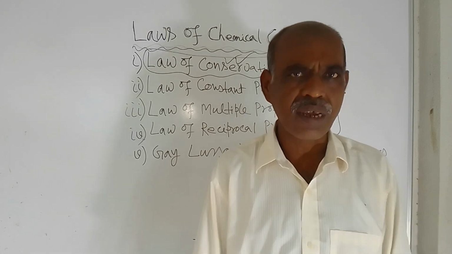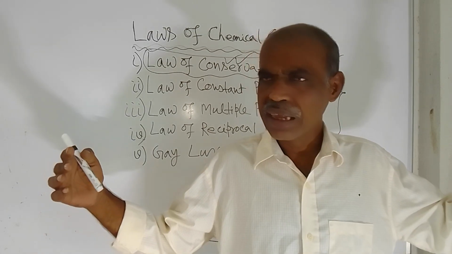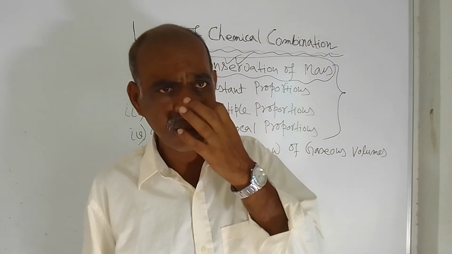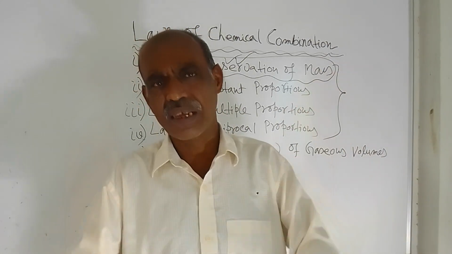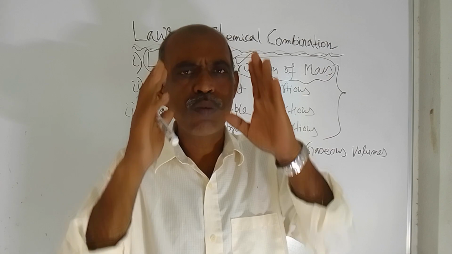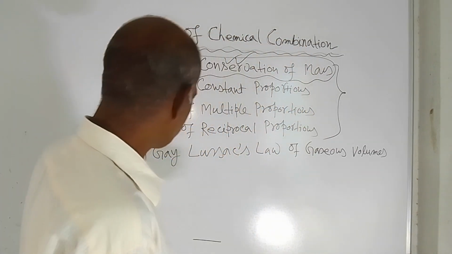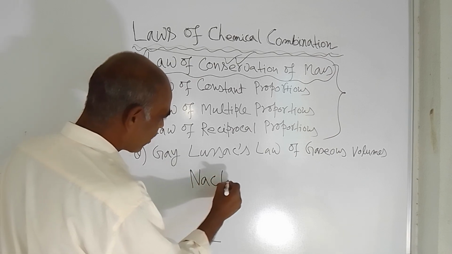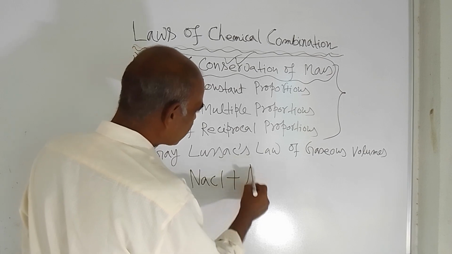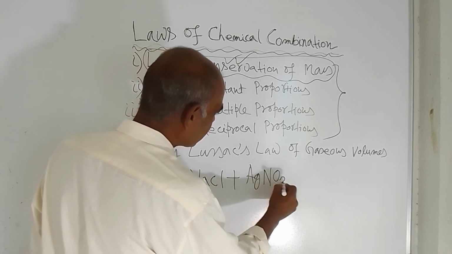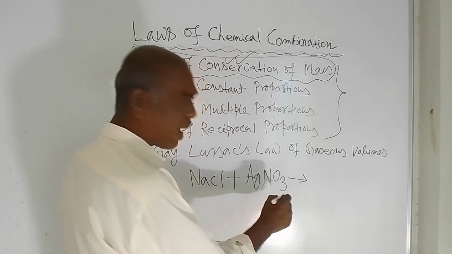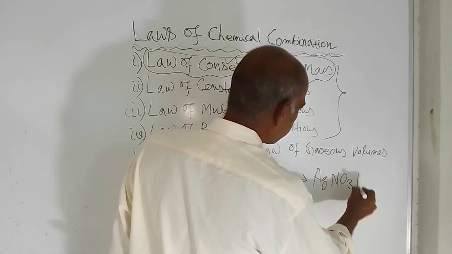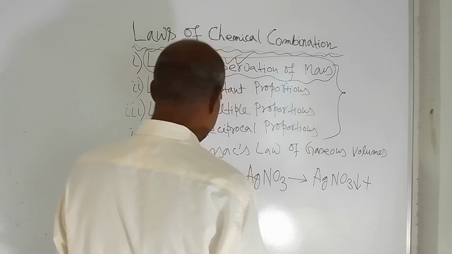So this way the experiment was conducted, and if you take any number of reactions, there are thousands, lakhs, millions of reactions actually, in any case the result is always the same. So I am going to show you the reaction here. What was there? Sodium chloride, NaCl, plus silver nitrate, AgNO3. These are the reactants, and the product was a precipitate, and what was there?